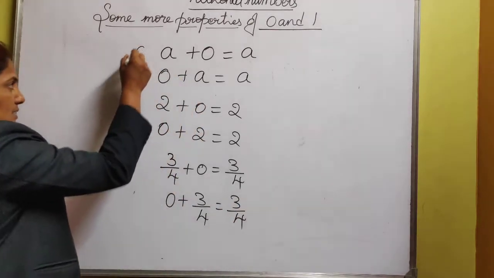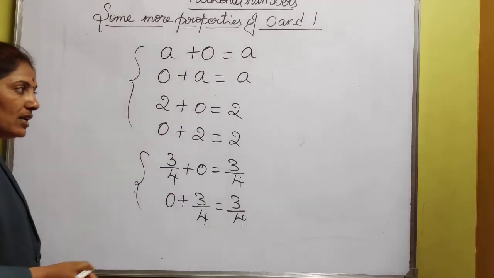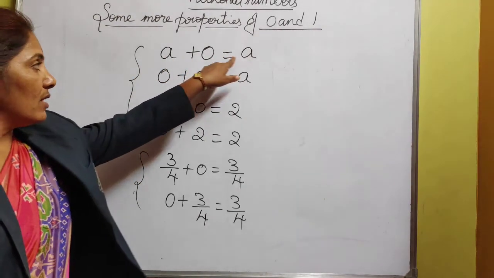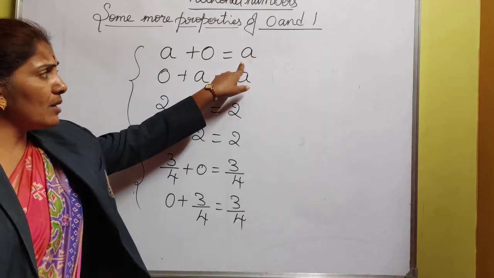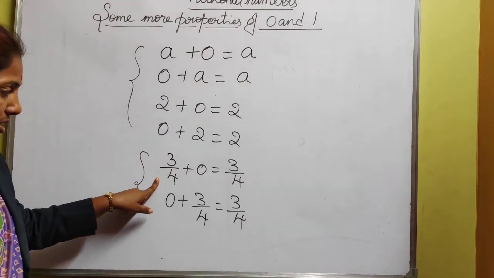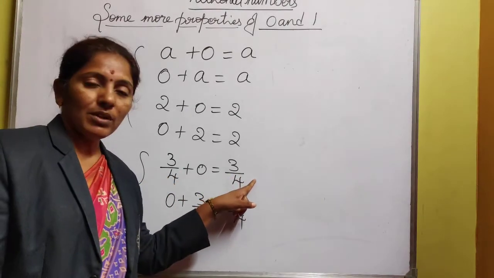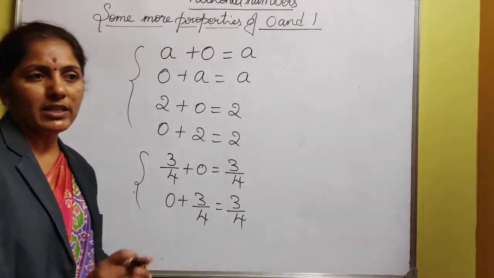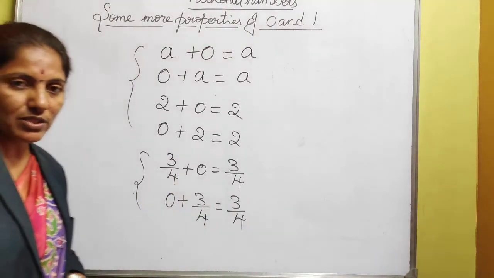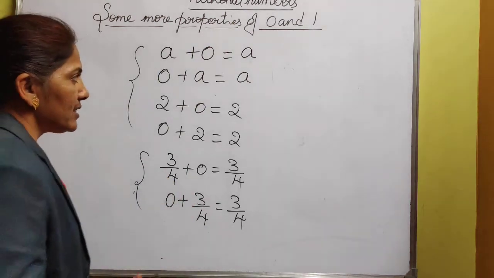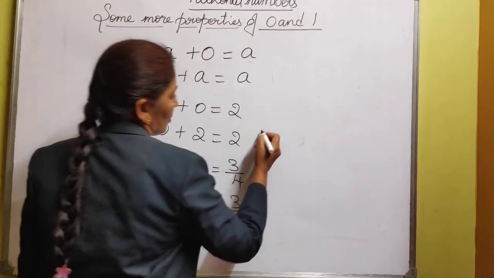In all these cases, whether it is the integers or the rational numbers, when we add any integer to 0, the sum remains itself. And even here also, whenever we add any rational number to 0, the sum remains itself. That is 3 by 4 or 5 by 4. Whatever it is, any rational number, whether it is a positive rational number or a negative rational number, it remains itself. So what can we conclude here?